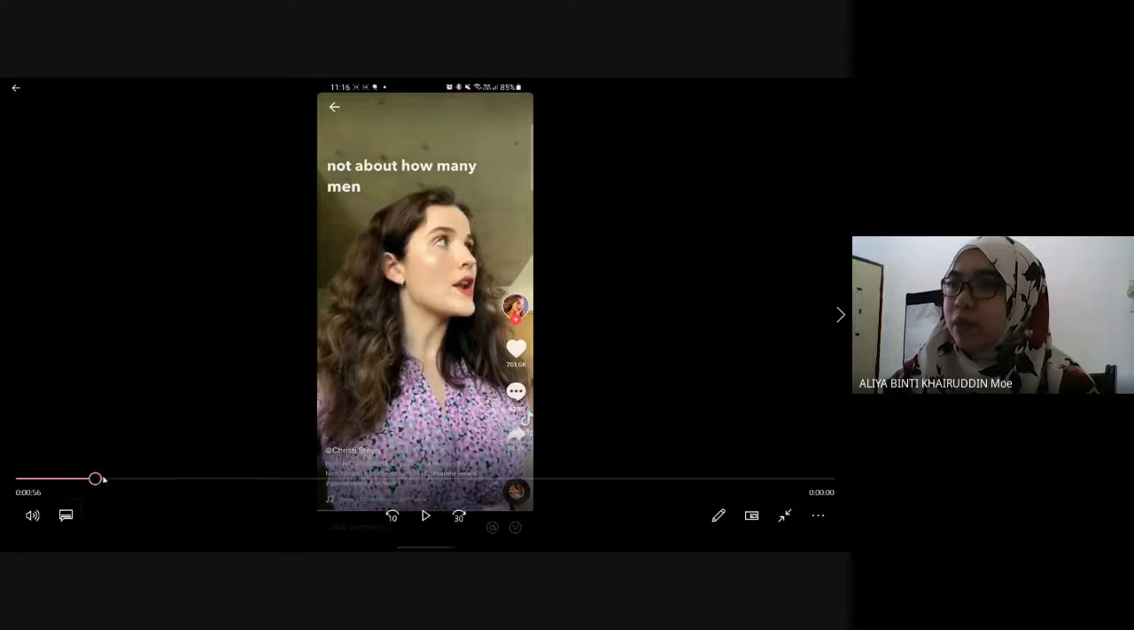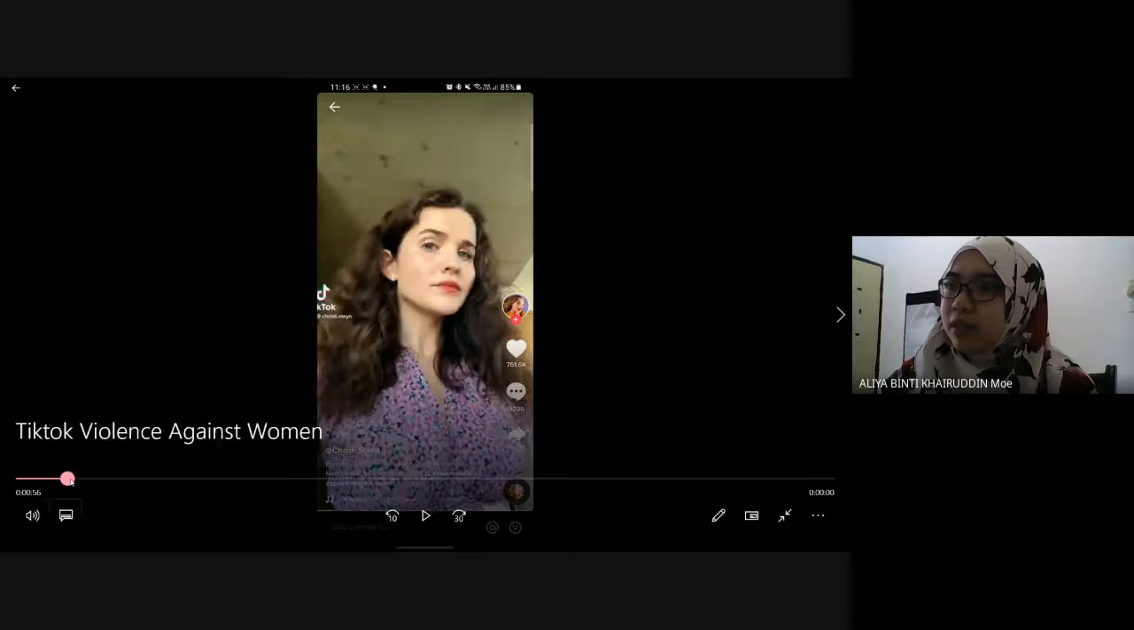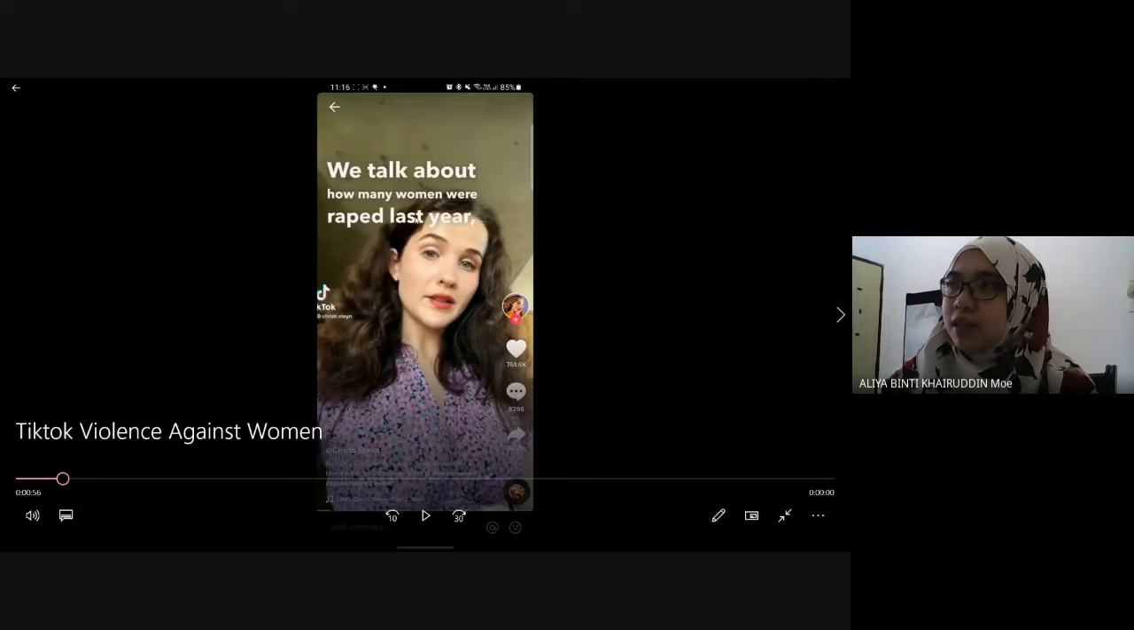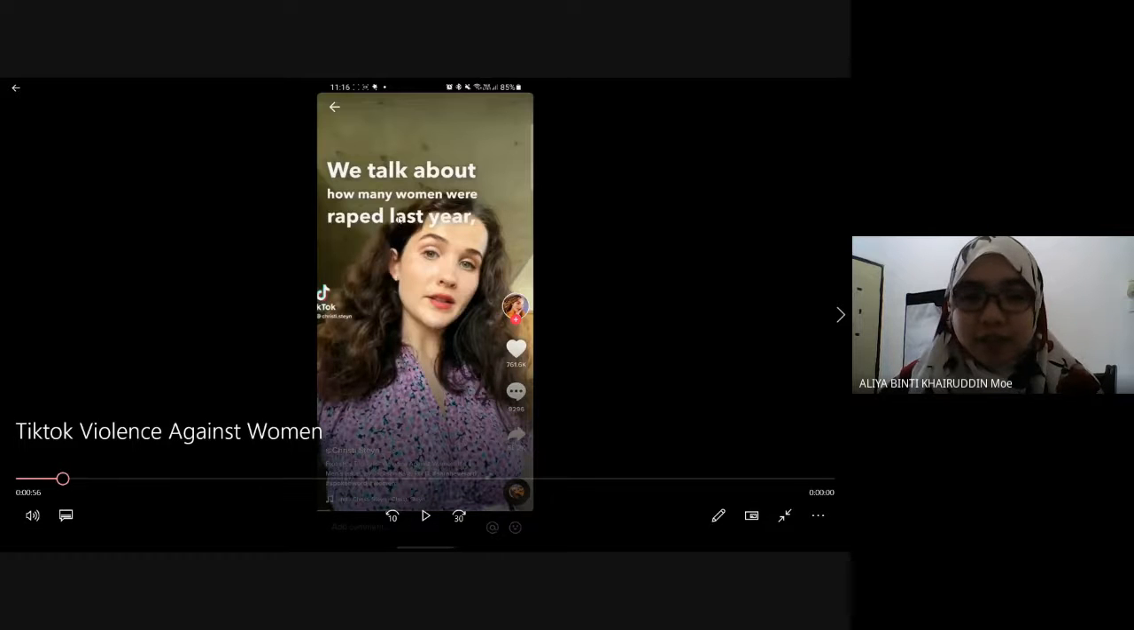So when we say, not about how many men raped women. All right. So if the sentence is men rape women, this is an active sentence, right? So if we use an active sentence, people will be more focused on the doer, which is the man here. But now, people always use this sentence: women were raped. But they did not mention by whom. Why? Because this has a very big impact on how the woman, the victim, is being focused.